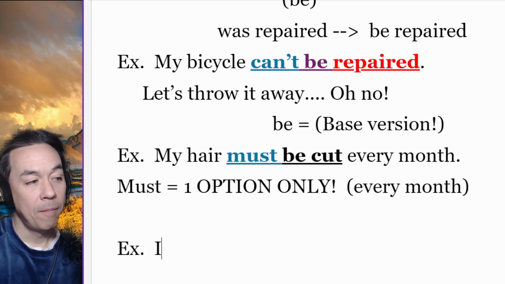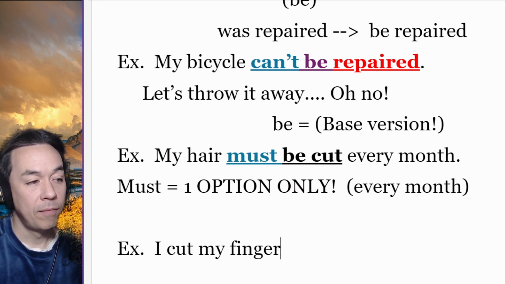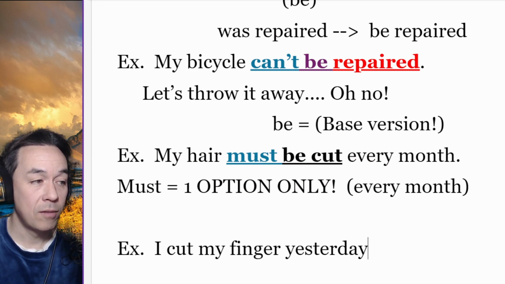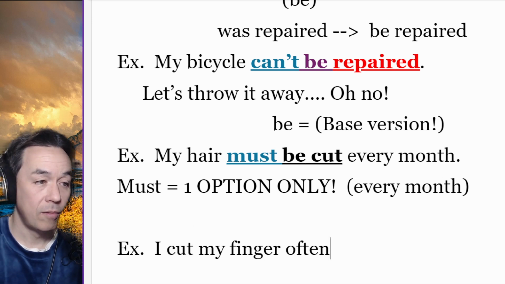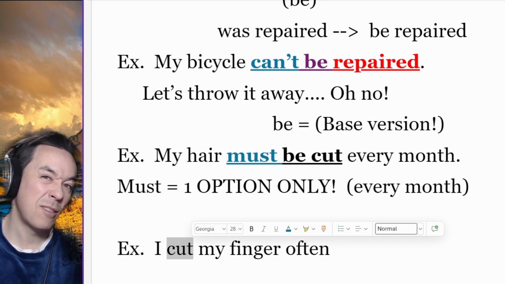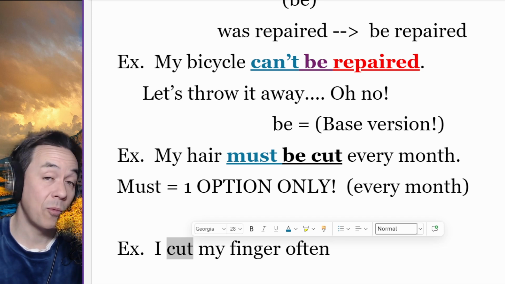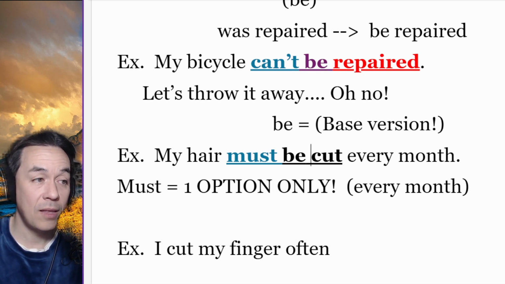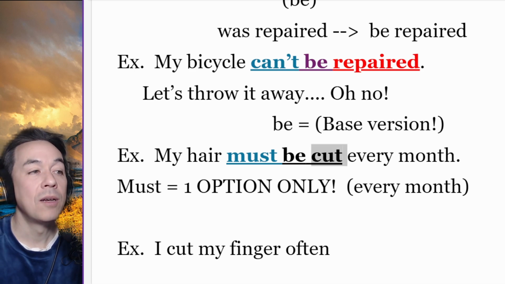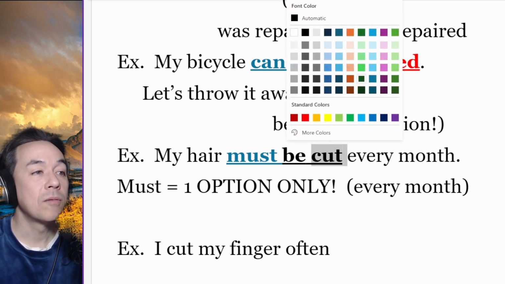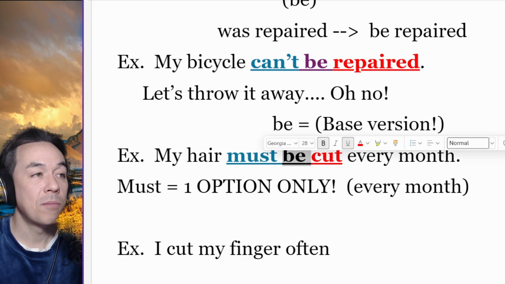Yeah, so I cut my finger yesterday. That's past tense. Right? I cut my finger often. This is now present tense. So yeah, that's another annoying thing. Why do we do that? I don't know. That is nothing we can do. But we'll make this red. This is the passive verb, and this is the purple.